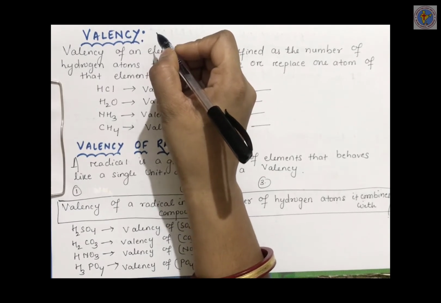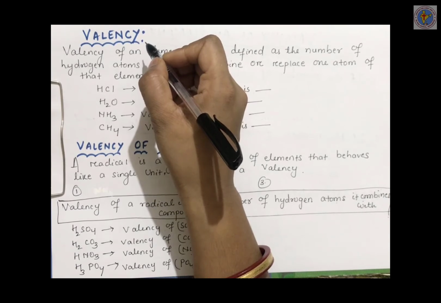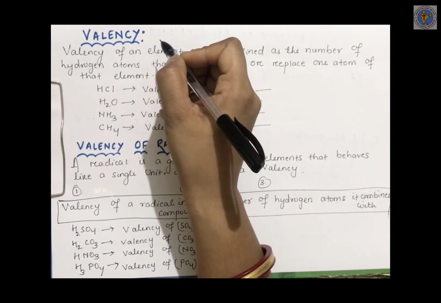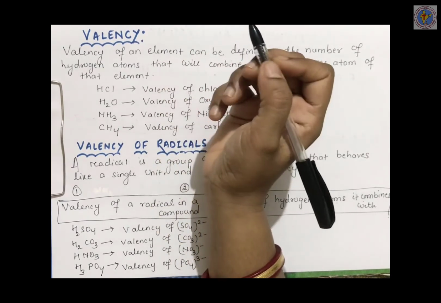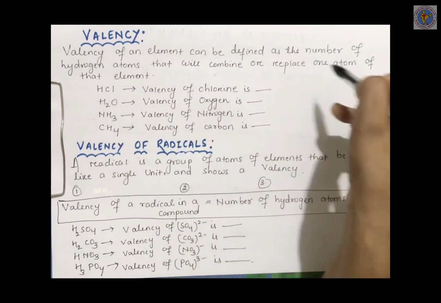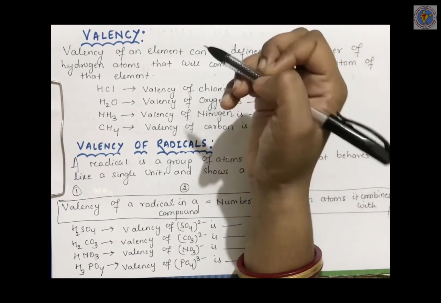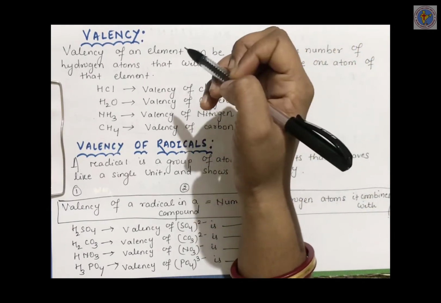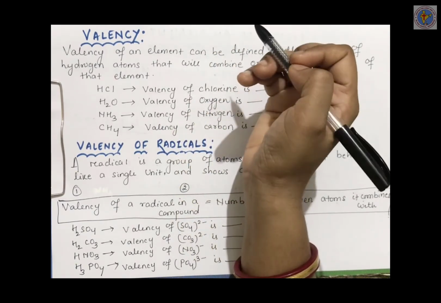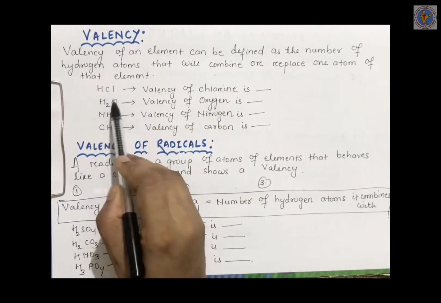Now let us learn about valency. Children, what do you mean by valency? Actually, valency of an element is the combining capacity of its atoms with the atoms of other elements. Okay, but the correct definition of valency is the number of hydrogen atoms that will combine or replace one atom of that element. So let us find valency of an element on the basis of hydrogen atoms it can combine with.